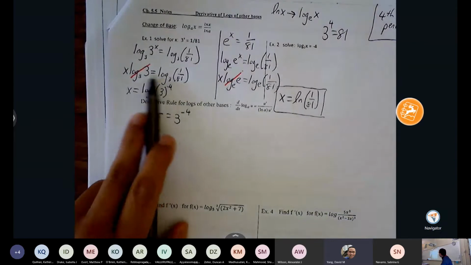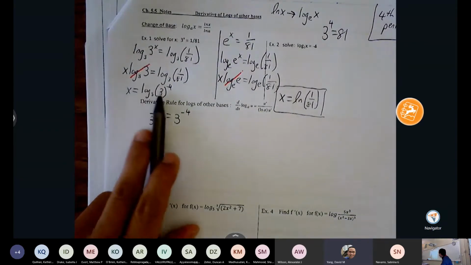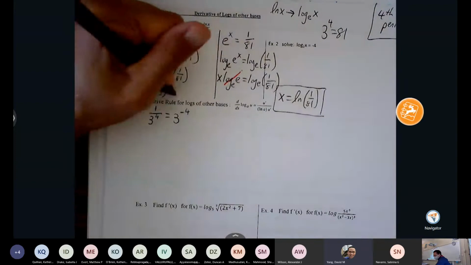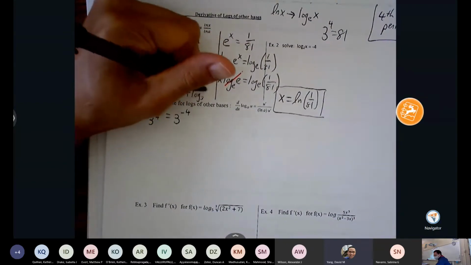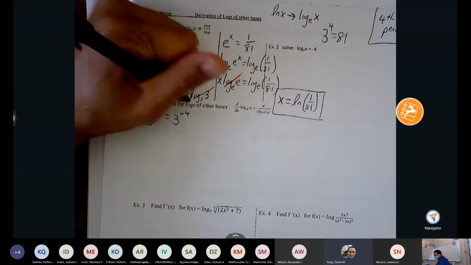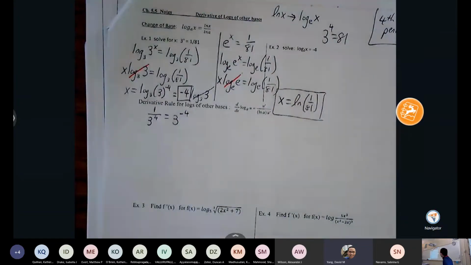We can bring the negative 4 down in front. We know what happens with log base 3 of 3. So the answer is just negative 4. Cleans up nicely.